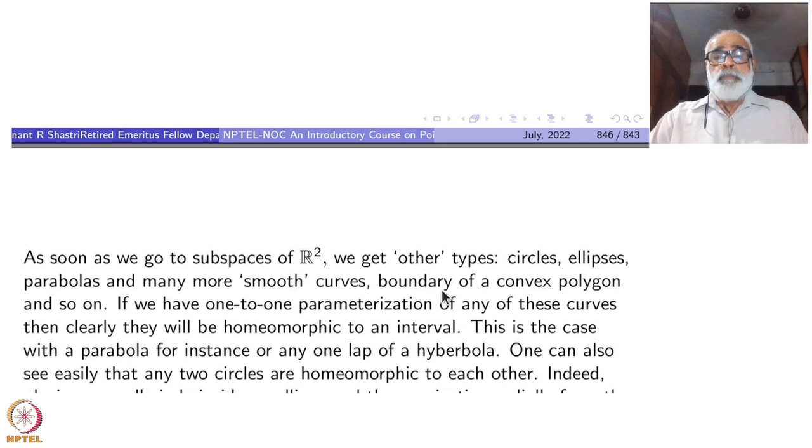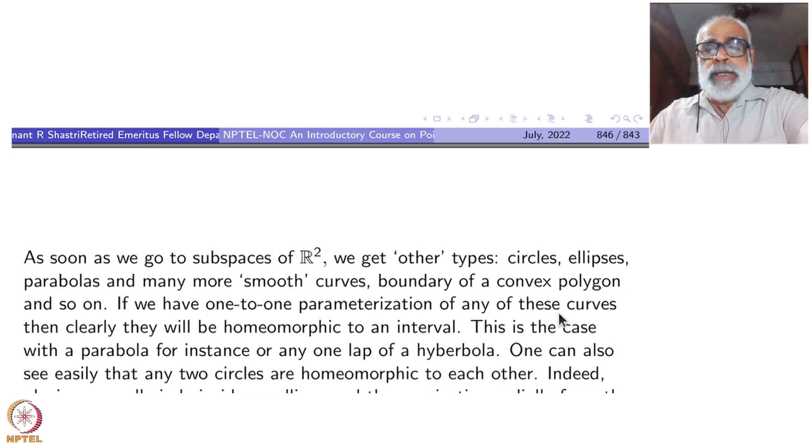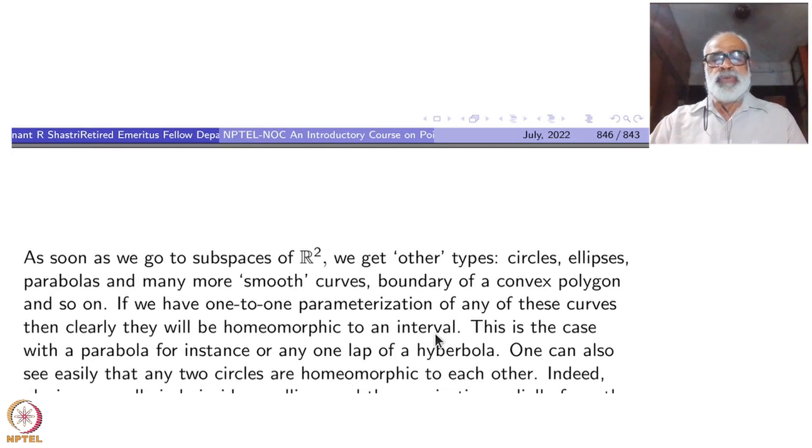Okay. Boundaries of a convex polygon, like a triangle or a square or a rectangle or a pentagon. You look at the boundary, they are also one-dimensional manifolds. If you have one-to-one parameterization of any of these curves, then clearly they will be homeomorphic to an interval or a circle and so on. Okay, first of all, a smooth curve, open interval, neighborhoods will be homeomorphic to intervals. That's why they are manifolds.